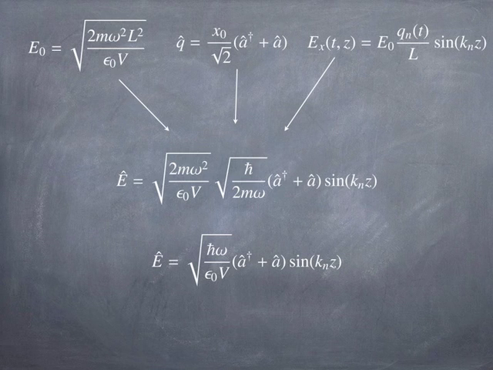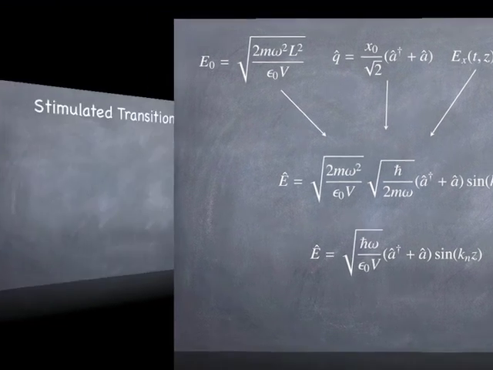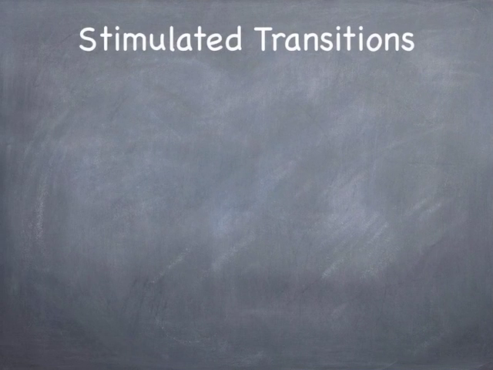Of course, you could also make up a similar expression for the magnetic field, but because the transitions we're interested in are primarily related to the electric field, the dipole transitions, I'm not going to worry about that. You could, of course, do it. Just do exactly the same thing I did with the electric field, but for the magnetic field, using the P operator. So let's talk about stimulated transitions.